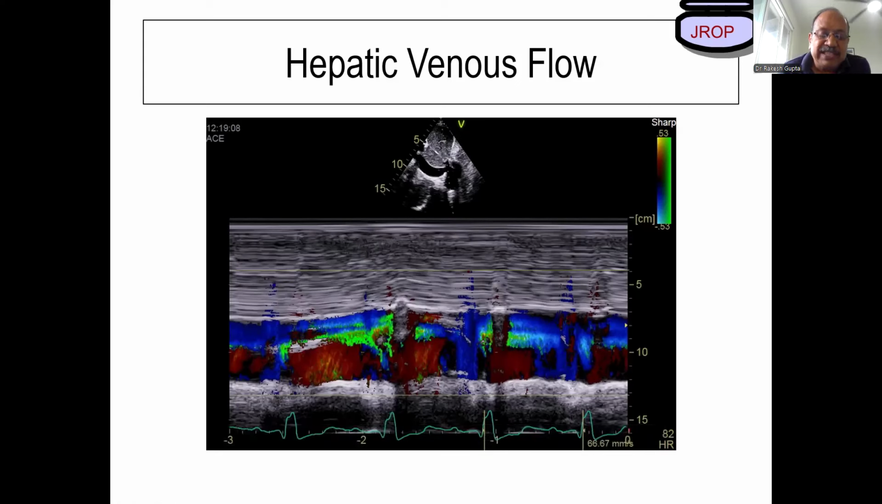So whenever we have significant tricuspid regurgitation, the reversal of flow will happen with systole. Correct?